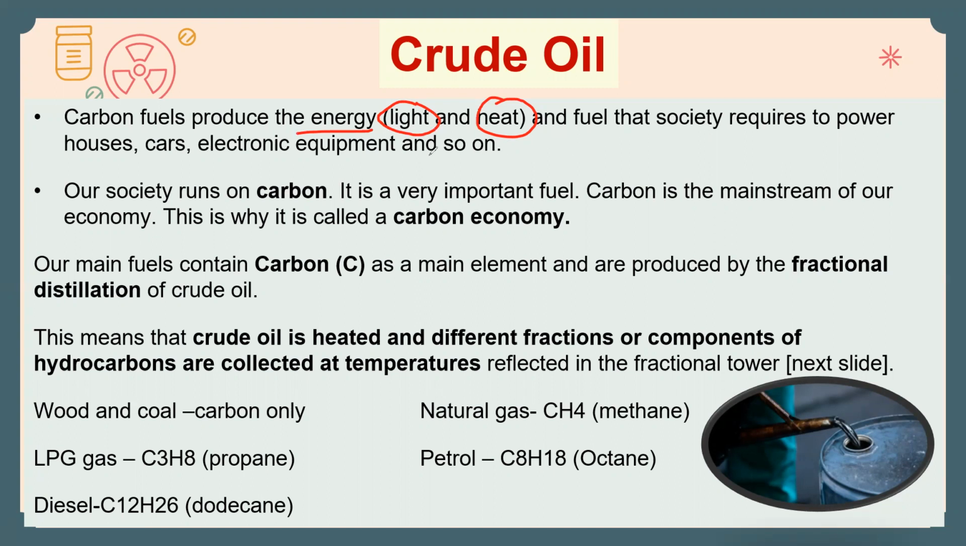Okay, so we need that light and that heat and that fuel to basically power everything in our society. Everything in our society is dependent on carbon. Okay, even though we know carbon emissions are bad for the environment, the reason that they've come to this all-time high is because we've been so dependent on them and we've overused carbon for the past few decades. Okay, we need it so much, we can't do without it. So because our society runs on carbon, and because carbon is kind of like the backbone of our economy, it's the backbone of our society. We can't have a society or economy without carbon. That's what's known as a carbon economy.